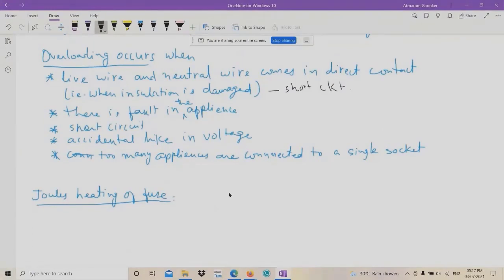The fuse material has a low melting point, but it should be a good conductor. It is rated for a certain amount of current. When the current exceeds the rating of the fuse wire, Joule's heating takes place, given by I squared R T. This much heat is produced and the fuse wire melts, and that is how the circuit is disconnected. And that is all in this topic.